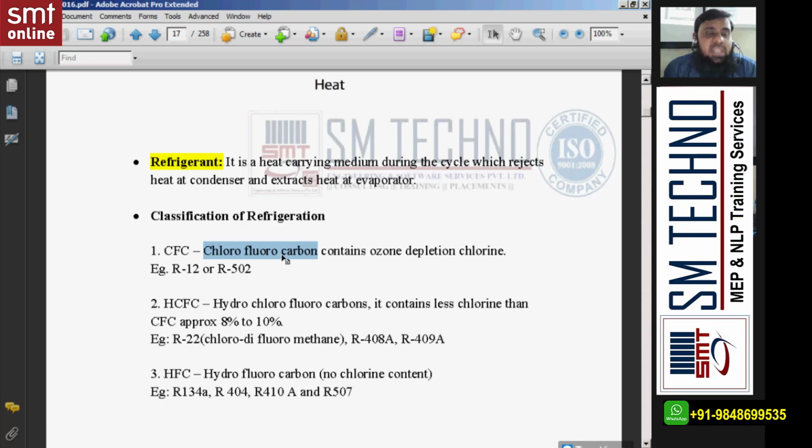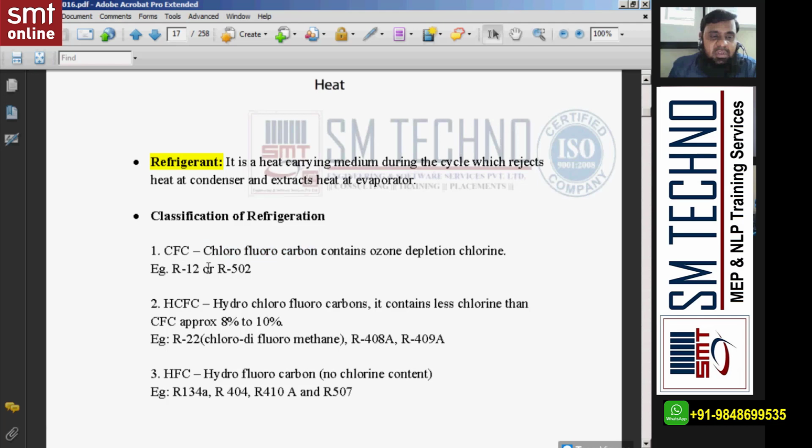So when the scientists came to know that using CFC will affect the ozone, they decided not to use it. And in the present market, CFC is banned in almost all countries, because it will affect the ozone layer.